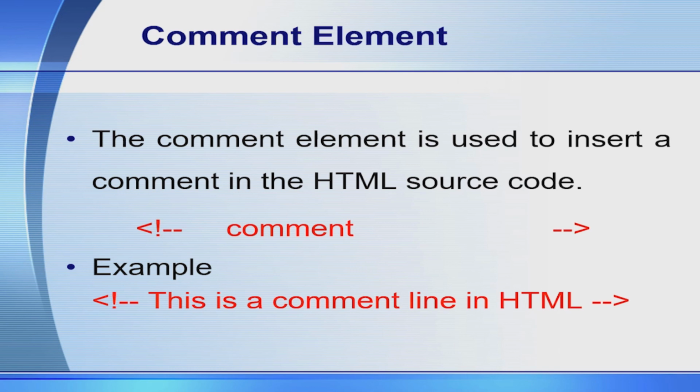The comment element can be added to HTML source code by using its opening tag and closing tag. The opening tag of the comment element consists of the opening angle bracket, exclamation mark, and 2 dashes. And the closing tag of the comment element consists of 2 dashes and the closing angle bracket. The comment element is used to insert a comment in the HTML source code.